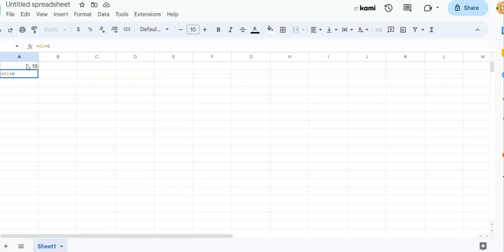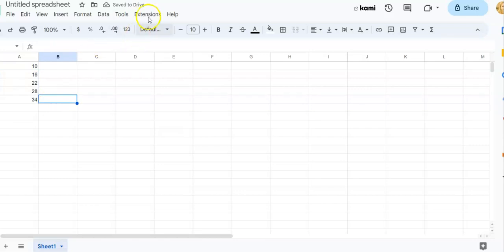And Google Sheets is using recursion. That's what it's always using. It's taking the one above and doing something to it. So once you click enter and then you click and drag, it'll do that for you. So there's our 10, 16, 22, 28, 34.